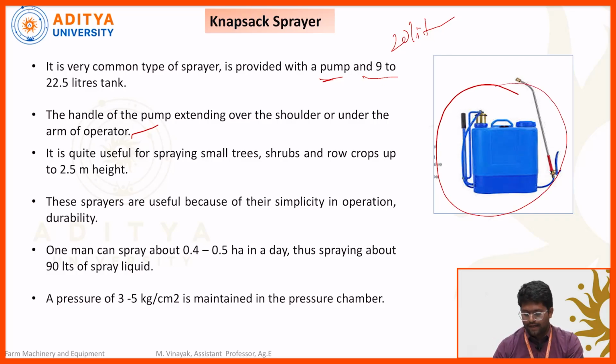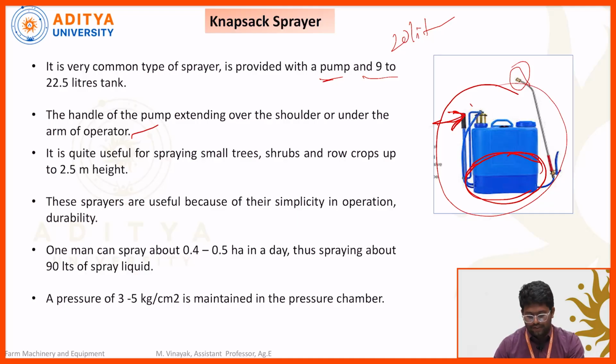Here one handle is provided. This black colored part is called the handle. It is operated continuously with an oscillating motion, and it is provided over the shoulder or under the arm of the operator. Oscillating motion is nothing but the up and down motion of this handle. By this continuous operation, pressure is developed in the suction area, so that small droplets are discharged to the nozzle section.